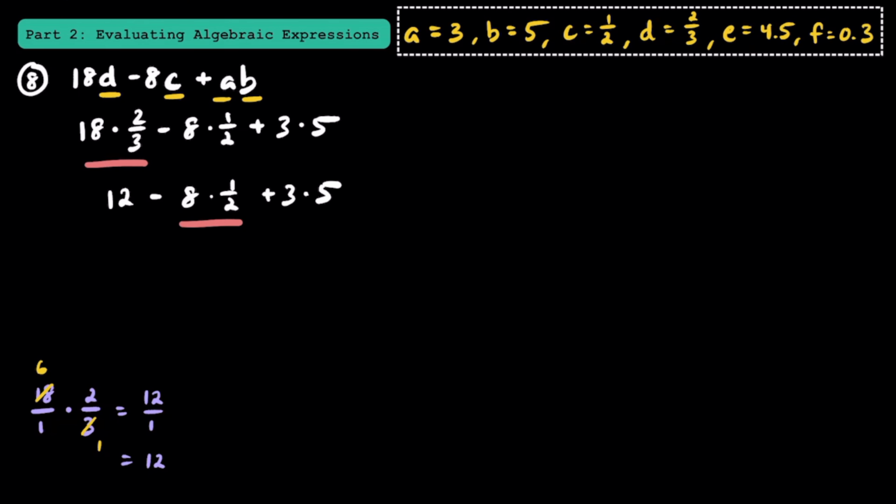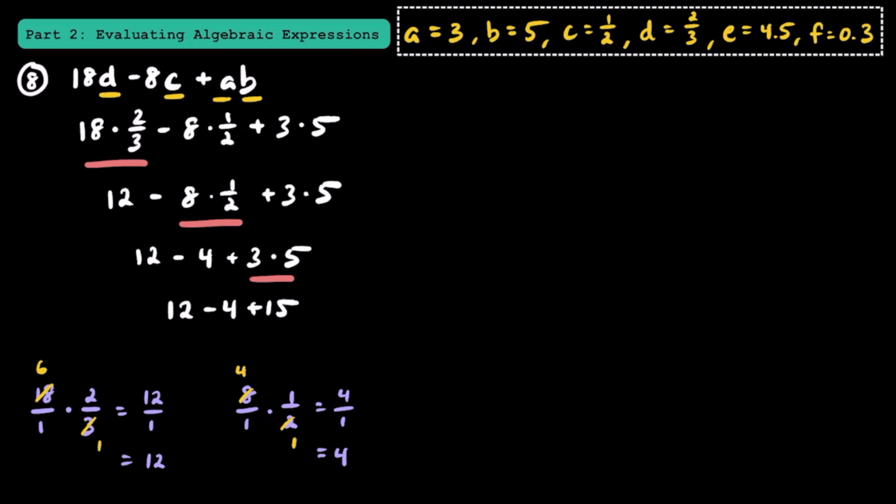Multiplying 8 times 1/2, we can rewrite 8 as 8 over 1 multiplied by 1 over 2. The 2 and 8 will cross cancel to make 4 and 1, and 4 times 1 is equal to 4, and 1 times 1 is 1, and this simplifies down to 4 wholes. 8 times 1/2, or half of 8, is equal to 4, so we'll have 12 minus 4 plus 3 times 5. For our last multiplication, we have 3 times 5, that's equal to 15, so we'll have 12 minus 4 plus 15.